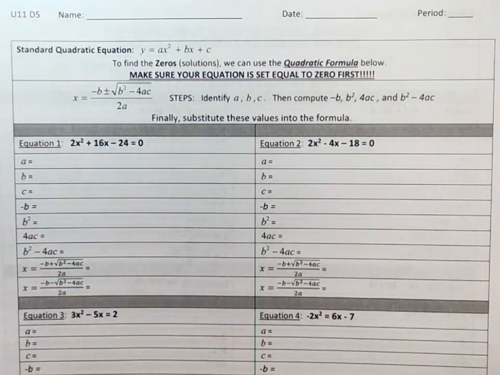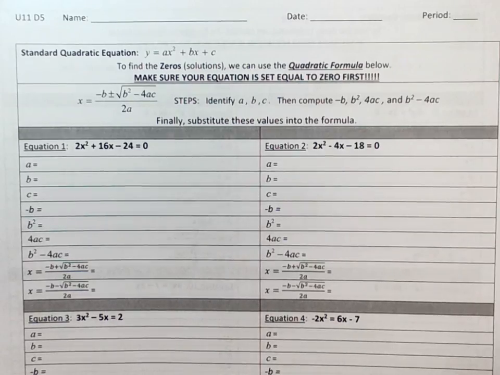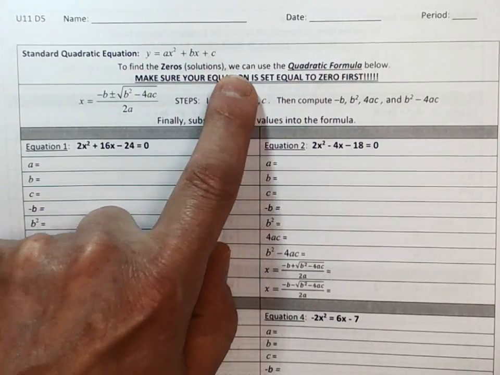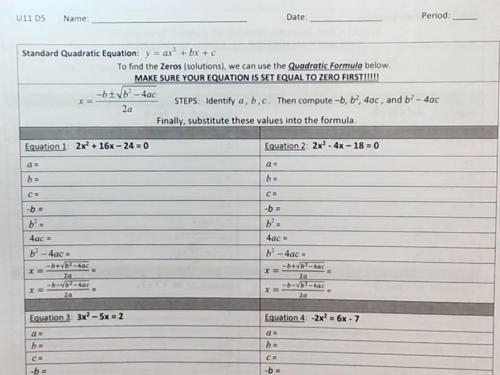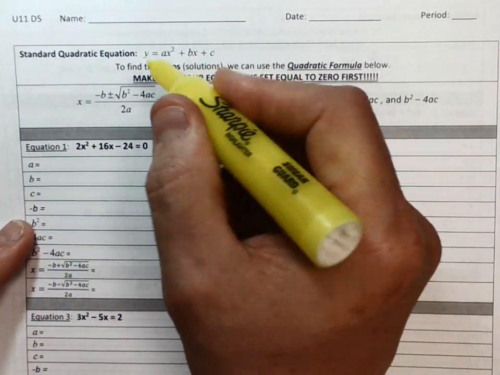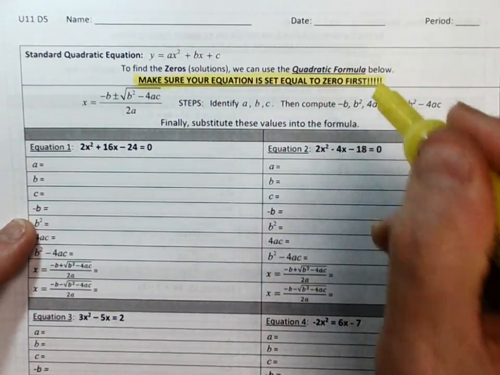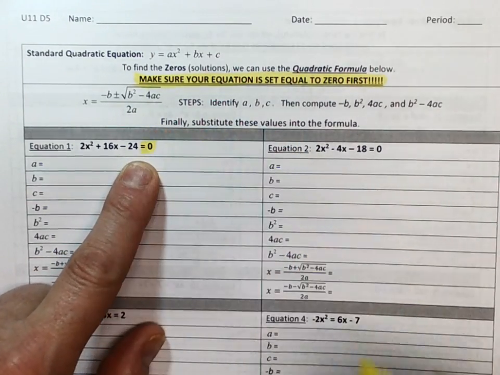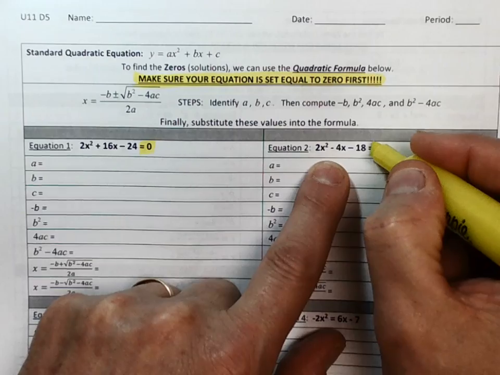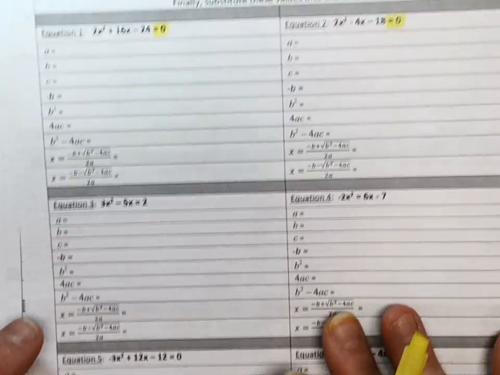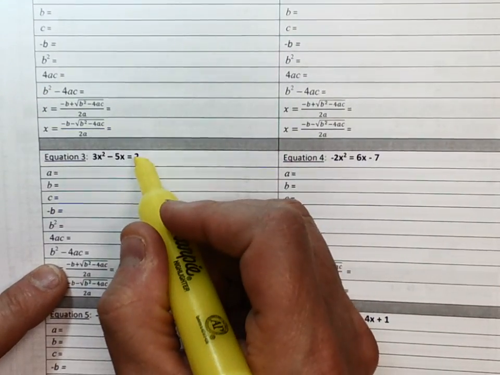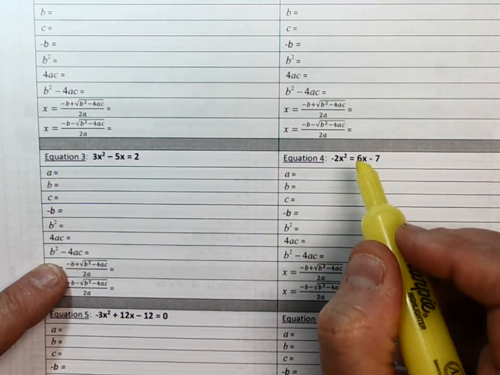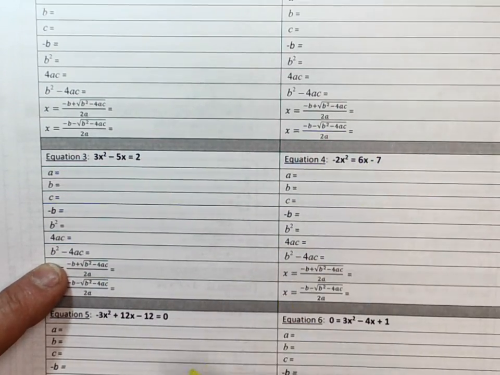But here's the formula. First of all, make sure your equation is set equal to 0. If you look at problem number 1, this one is good to go. Problem number 2, good to go. Problem number 3 is not. We can fix that. Problem 4 is not. We can fix that as well. I'll show you in just a second.